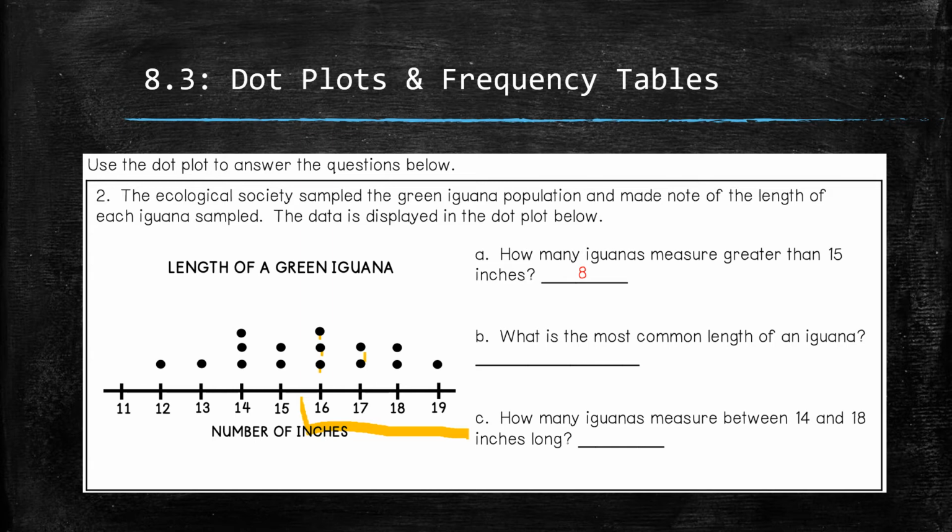What is the most common length? So when I'm looking at most common, I'm looking for the one that is the highest. And you can see here that I have 16 have 3 and 14 have 3. So I actually have 2, 14 and 16, and that's represented by inches. How many iguanas measure between 14 and 18 inches long? So again, I'm not including 14 and 18. So I'm looking at between 14 and 18, and I can see that that is 7.